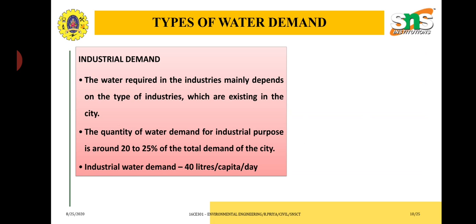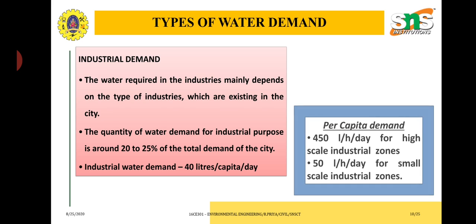The quantity of water demand for industrial purposes is around 20 to 25% of the total demand of the city. The industrial water demand is 40 liters per capita per day. This is the per capita demand for the industry. Here you can see the per capita demand for high scale industrial zones and small scale industrial zones. For high scale industrial zones, the per capita demand is 450 liters per head per day, whereas for small scale industry, it is 50 liters per head per day.